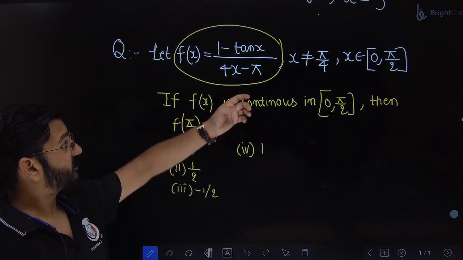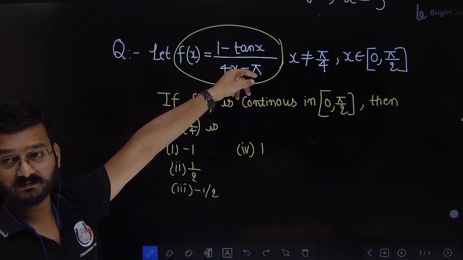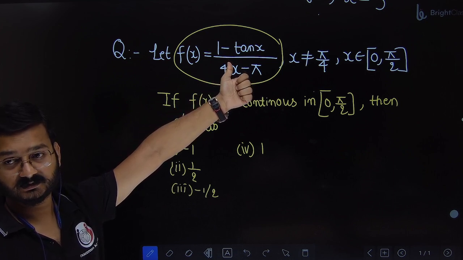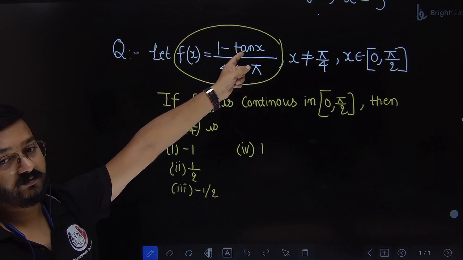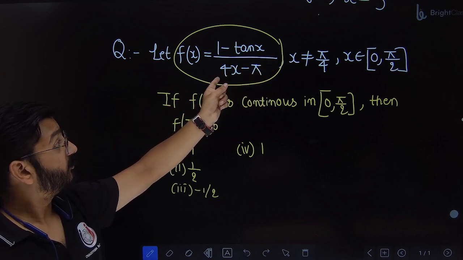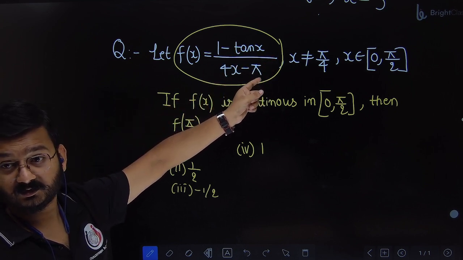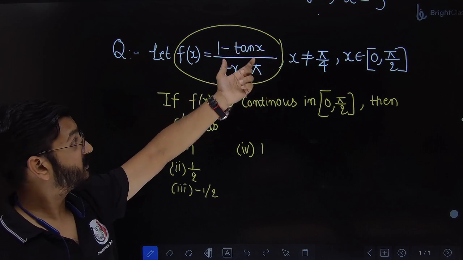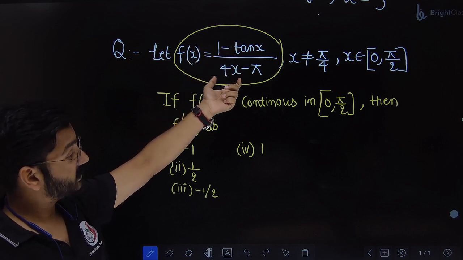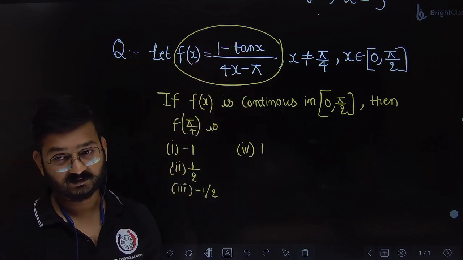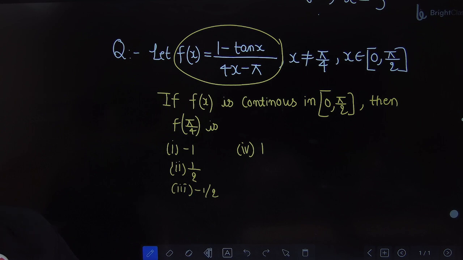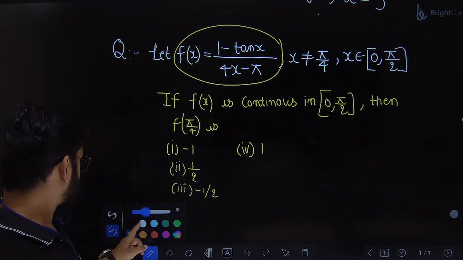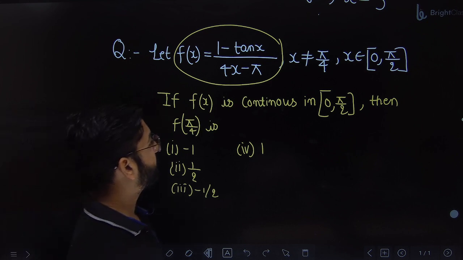So how will you solve it? First of all, check which form this is. Is it 0 by 0 form? Put pi by 4 quickly. Is it 0 by 0 form? Yes. Tan pi by 4, 1. 1 minus 1, 0. 4 into pi by 4, pi minus pi, 0. So this is 0 by 0 form. So we can use which rule? L'Hopital. Differentiate the numerator, then differentiate the denominator separately. You will get the answer within one step.